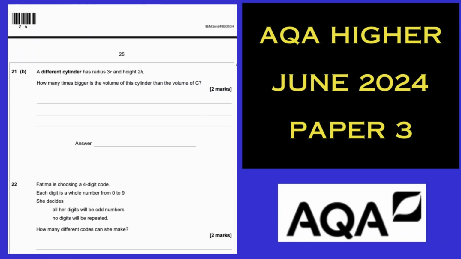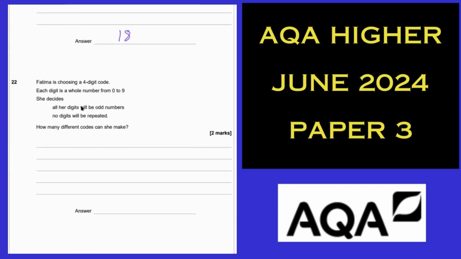A different cylinder. So what's going on here? Well, the radius has been trebled. But in the formula for a cylinder, we square the radius. So it's times 3 and times 3 again. Height is doubled. It's times by 2. Ultimately, its volume will be multiplied by 18.